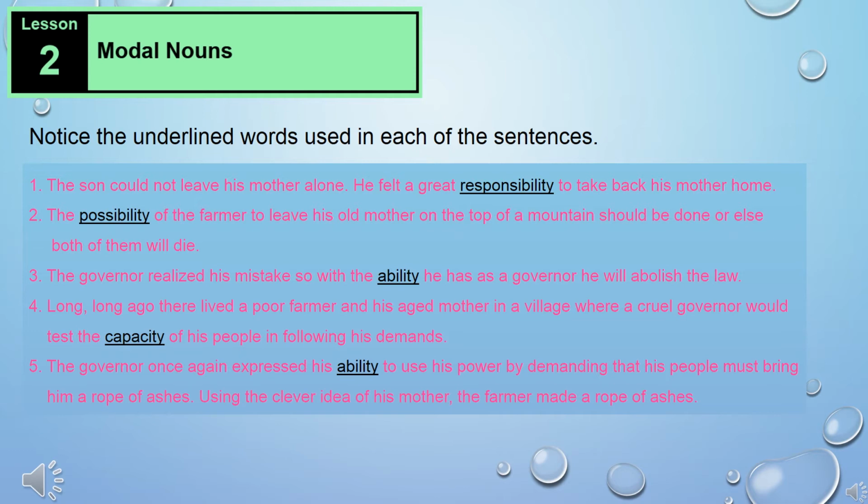Thank you. Let me read number 2. The possibility of the farmer to leave his old mother on the top of a mountain should be done, or else both of them will die. Now please read number 3. Thank you. Number 4. Long, long ago, there lived a poor farmer and his aged mother in a village where a cruel governor would test the capacity of his people in following his demands. Now it's your turn. Read number 5.